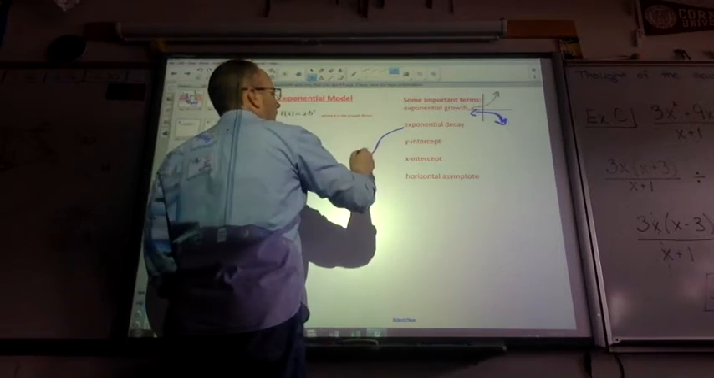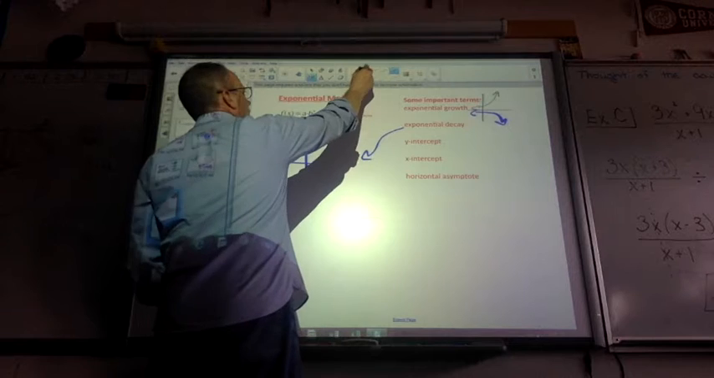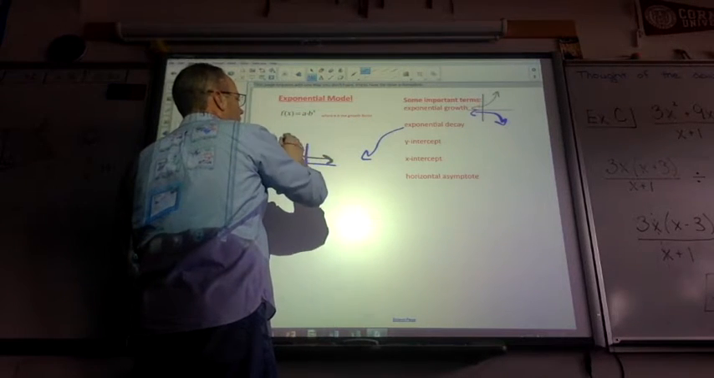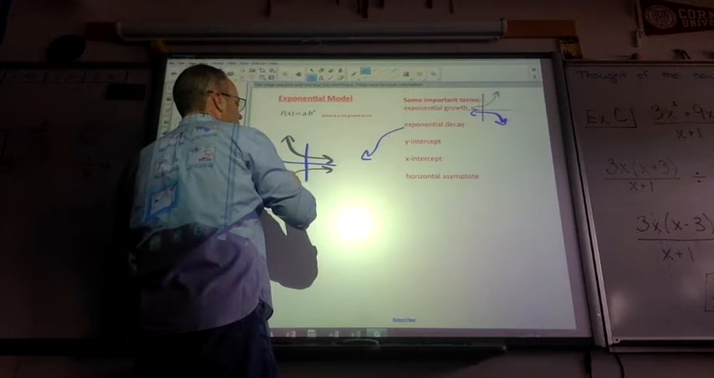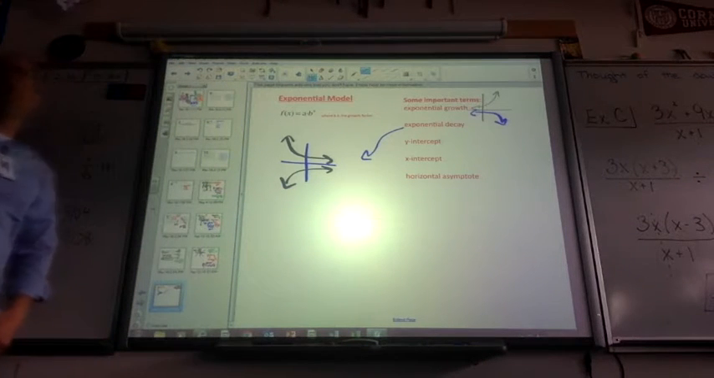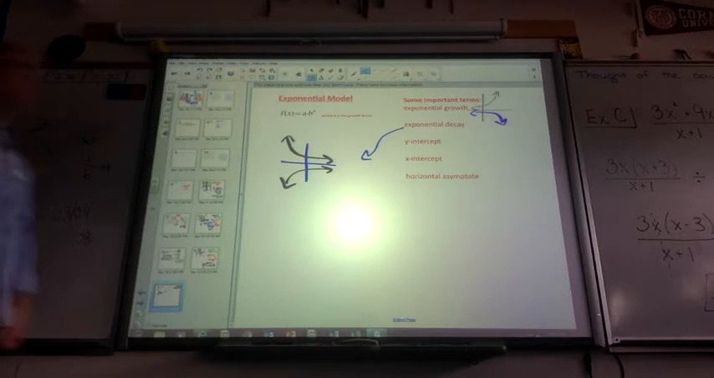Decay, if we graph decay, is going to look like this, or it's going to look like this. So if you come to your asymptote as you go to the right, you have decay.